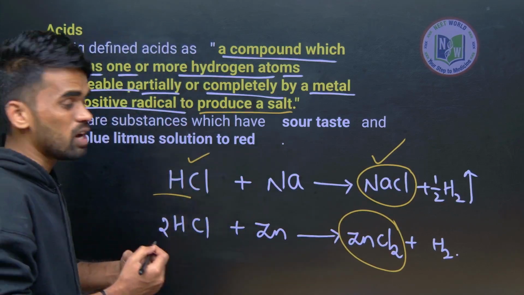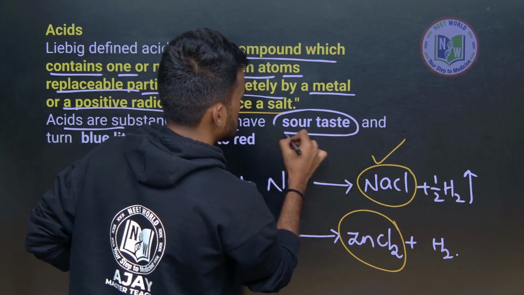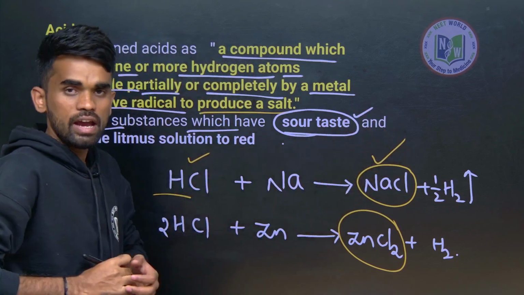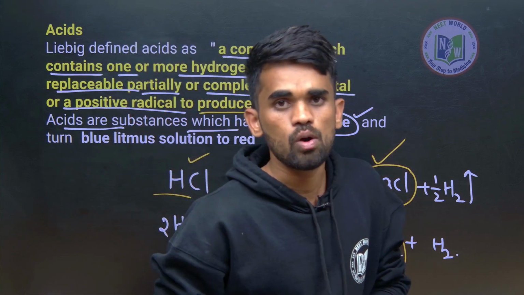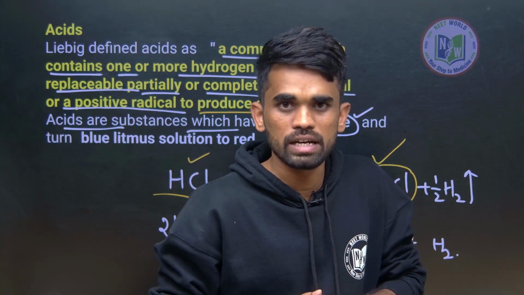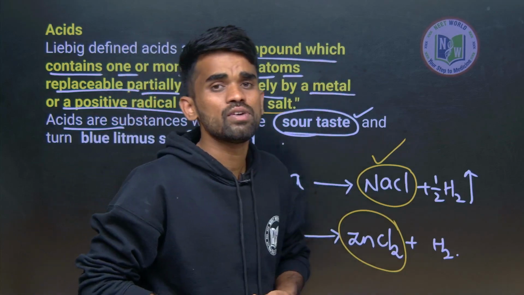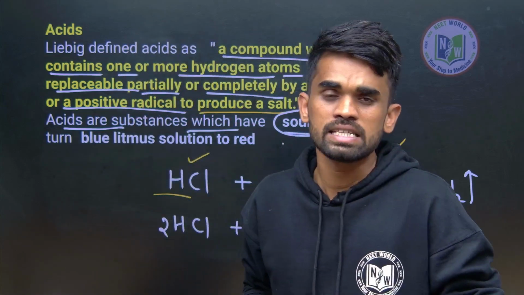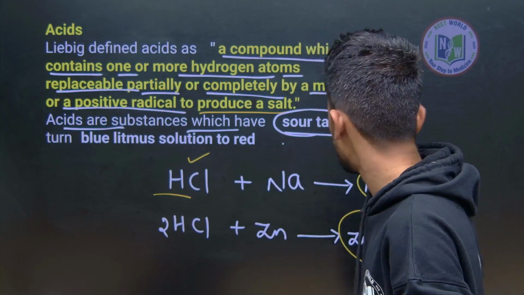Now one more thing we know generally: acids are substances which are sour in taste. We discussed this yesterday, and you might experience it in your daily life also. Take lemon juice, how do you feel, and take tamarind, how do you feel? These are sour in taste because of the presence of citric acid in lemon and tartaric acid in tamarind, right?